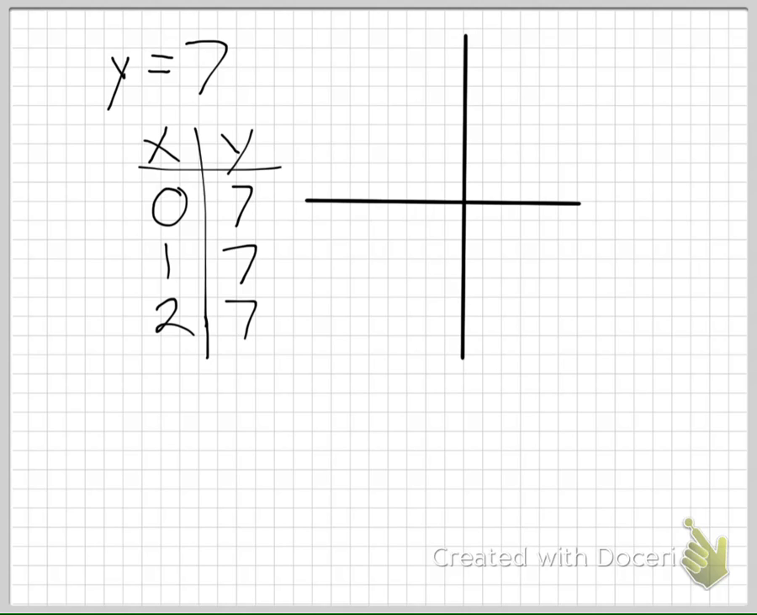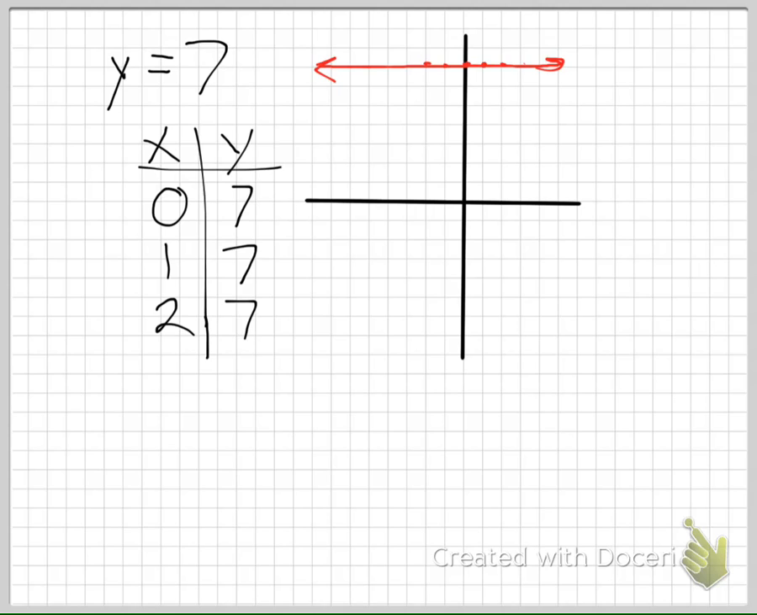So where does y equal 7? Well, y equals 7 at 0, 7, which is here. It also equals 7 at 1, 7, which is here, and at 2, 7, which is here, and at 3, 7, and 4, 7, and negative 1, 7, and negative 2, 7, and 8, 7. They're all on that line, right?